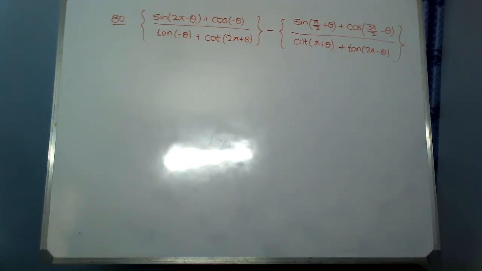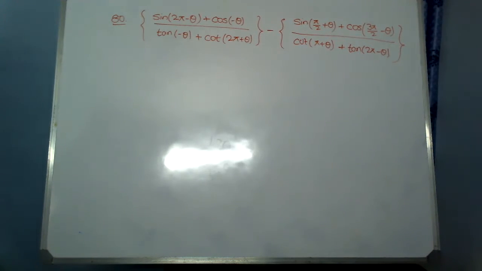But now we'll see what formula says what. If we start with sine 2 pi minus theta, it's minus sine theta, we have already done this in today's class. Cos minus theta is cos theta, and tan minus theta is minus tan theta. Cot 2 pi plus theta is plus cot theta, since 2 pi is 360, so that will be cot theta itself.